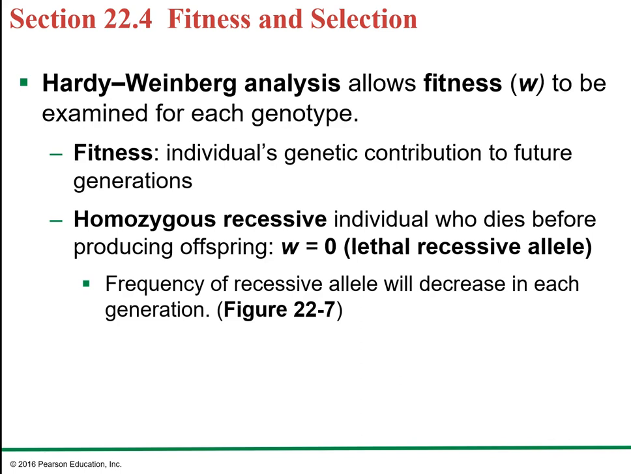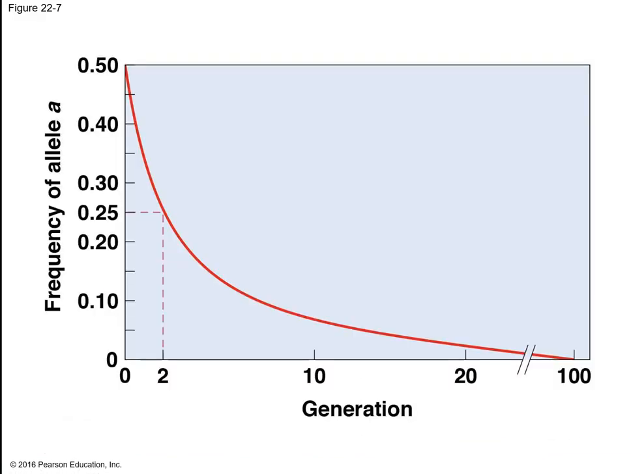If you talk about fitness, or an individual's genetic contribution to future generations, you can assess this using Hardy-Weinberg. If you look at a homozygous recessive individual who will die before producing offspring, this is a lethal recessive allele. You'll see that recessive allele will decrease in each generation. Obviously, if this recessive allele causes death, over time it ultimately is going to go away because there's no way for those homozygous recessive individuals to reproduce. Being homozygous recessive for this gene provides no advantage. In fact, it puts you at a severe disadvantage.